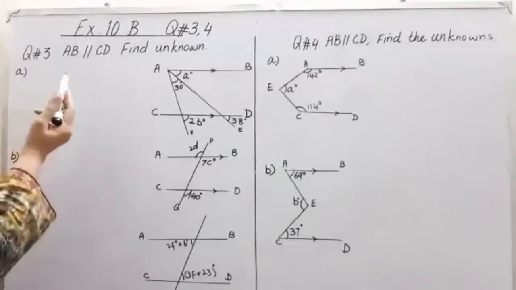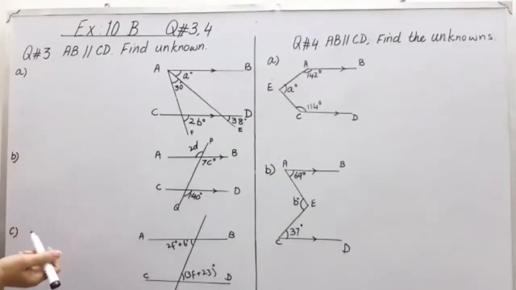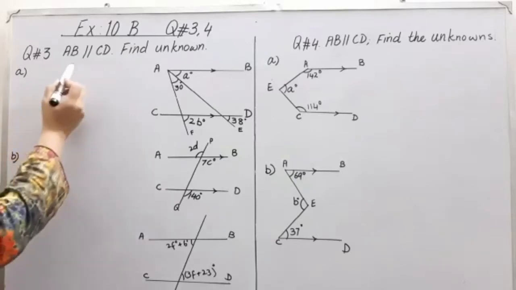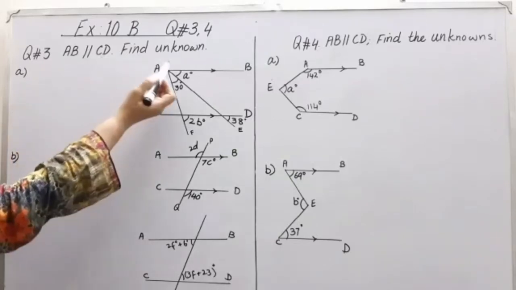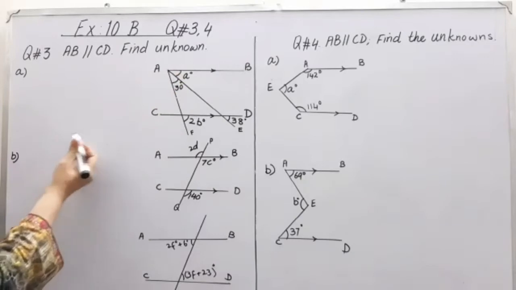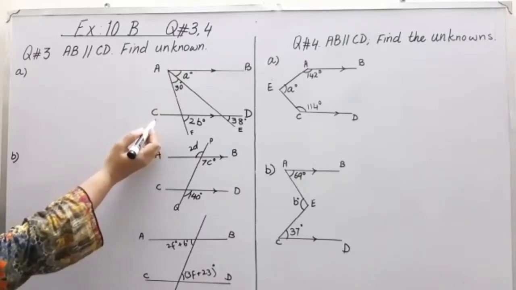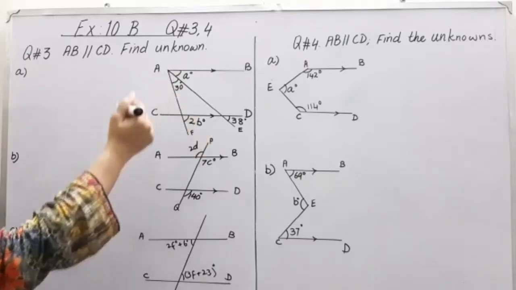To complete exercise 10B, question 3 and 4. Question number 3. AB is parallel to CD. Find the value of the unknown. This is our figure and here are how many unknowns there are.